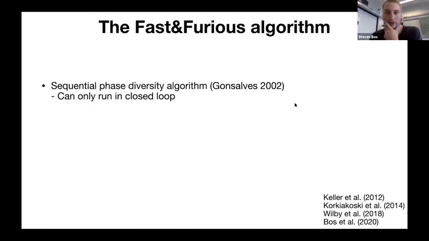So the Fast and Furious algorithm is a focal plane wavefront sensing algorithm, and it belongs to the class of sequential phase diversity algorithms. What it actually means is that it can only run in closed loop because it uses the information of previous DM commands to break any degeneracies in phase estimation.